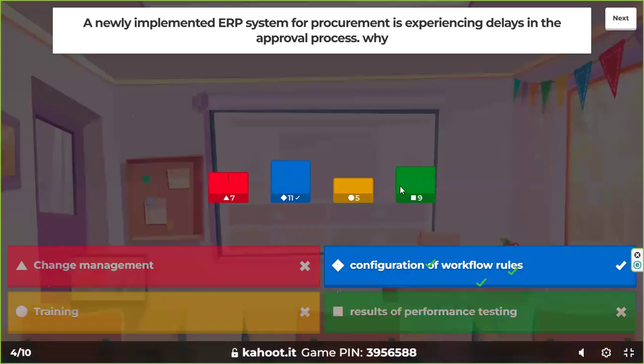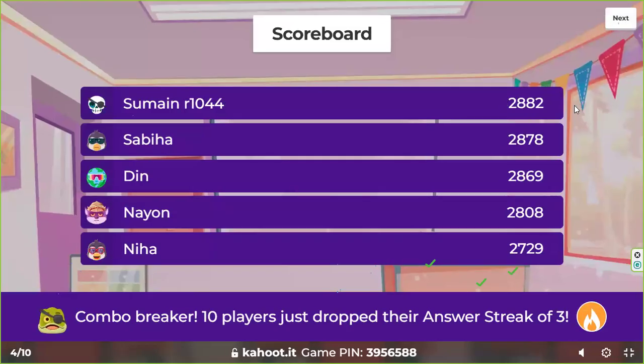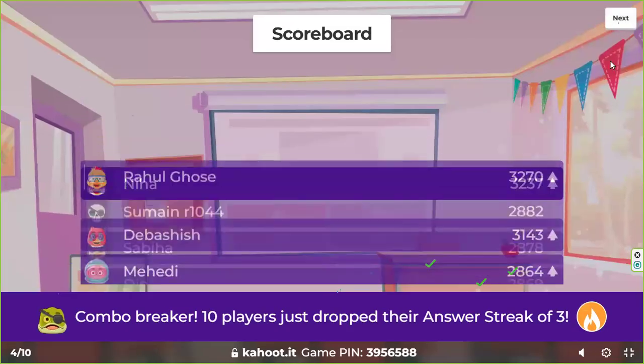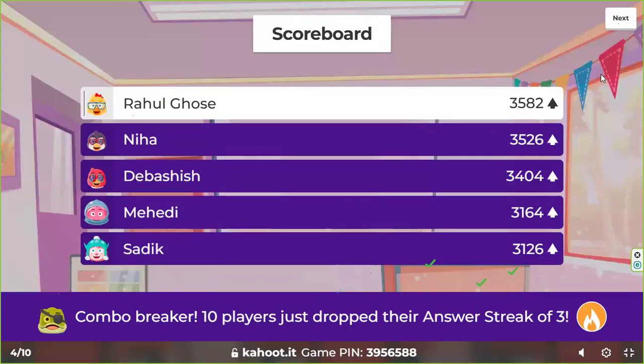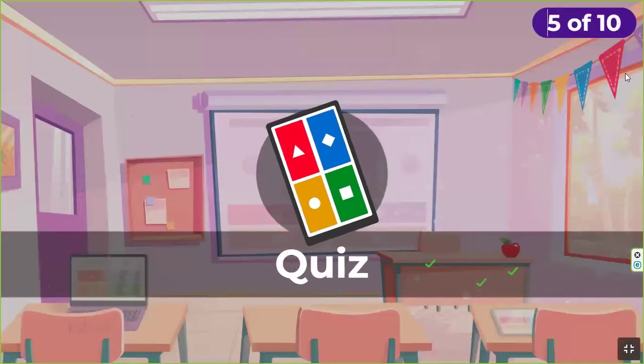Okay, this is a tricky question, huh? In the exam this kind of question will happen. You see this, there is a delay in the approval process, so this is the workflow rules configuration. You have to apply your common sense here. So the 11 people are right, the others I think understand. This type of tricky question may come, so you have to prepare for them. I made some tough questions so you can prepare for the exam. If there is any tough question, you can understand how to answer it.